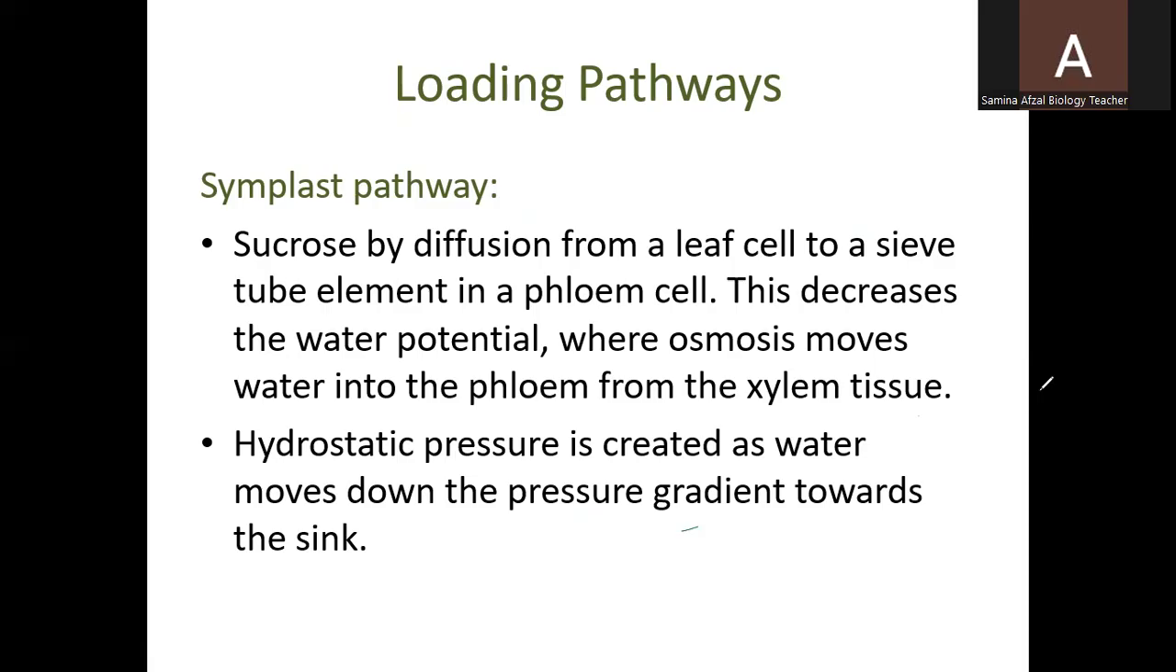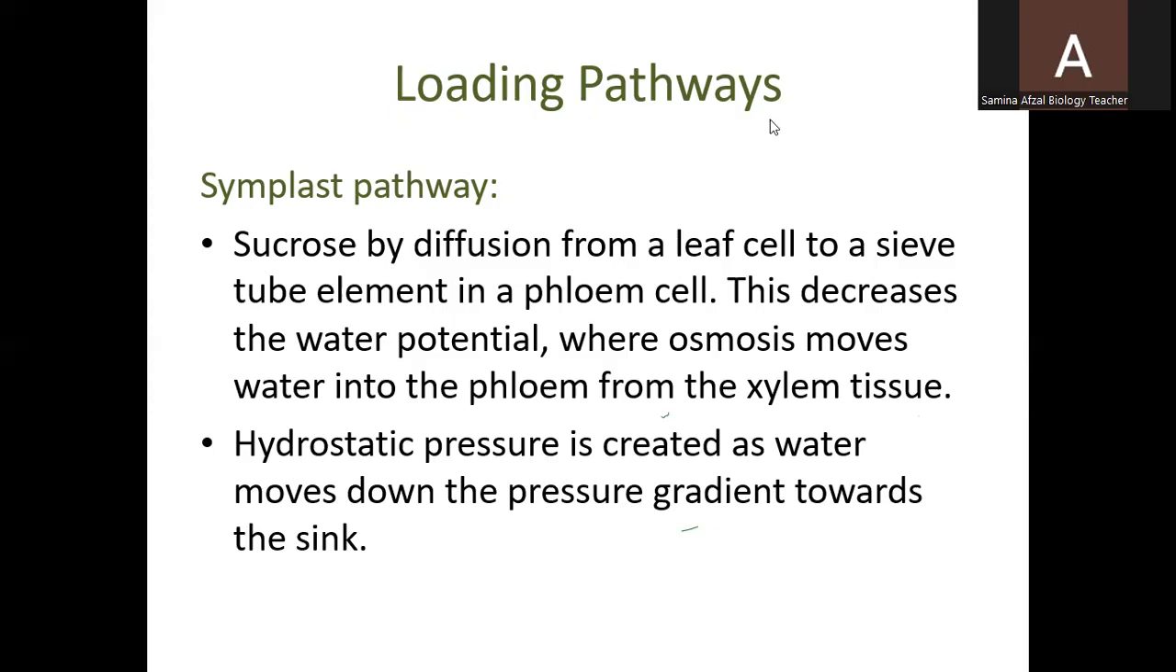So sucrose moves by diffusion from the leaf cell to a sieve tube element, due to which the water potential is decreased. Due to osmosis, the water moves into the phloem from the xylem tissues, as already explained, but this is the symplastic pathway. So hydrostatic pressure is created as water moves down the pressure gradient towards the sink. So this was the symplastic pathway.